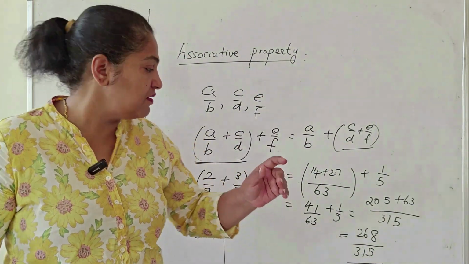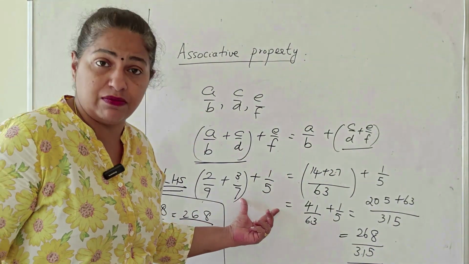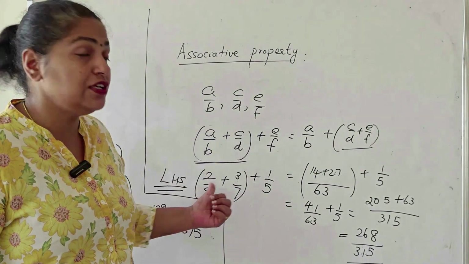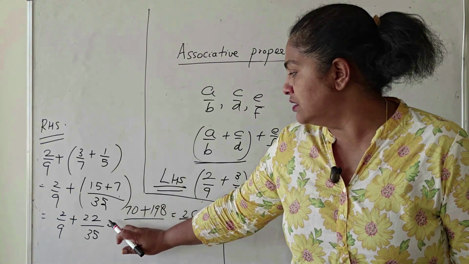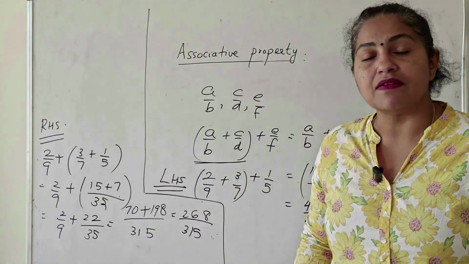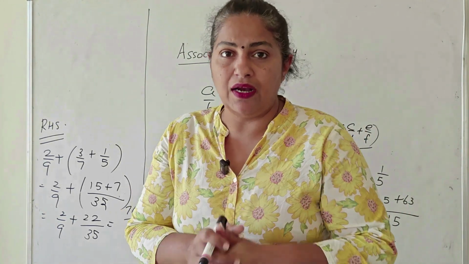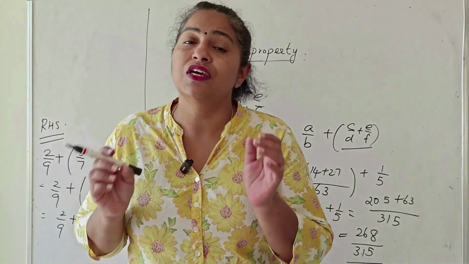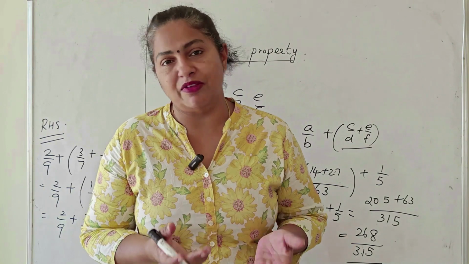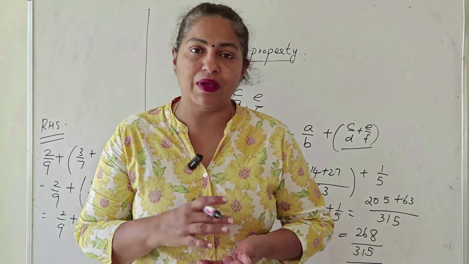Now in the RHS I am adding 3 by 7 and 1 by 5 first, and then adding 2 by 9 to it. So here you can see that is what I have done. So I am getting the same answer. So you can add any number of rational numbers in any order you want without making any mistakes. Obviously you will get the same answer.